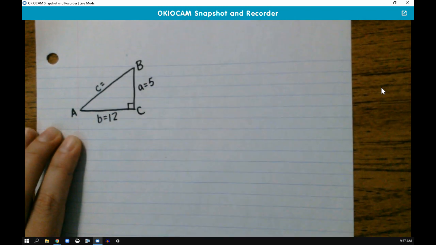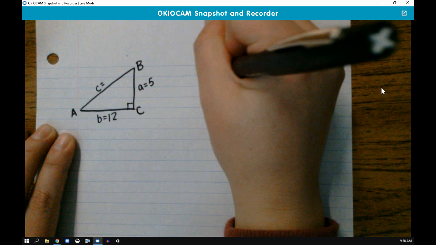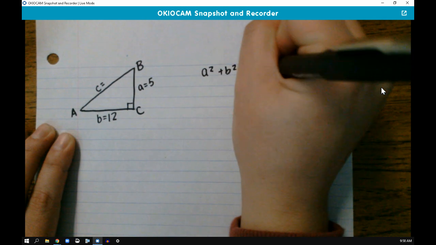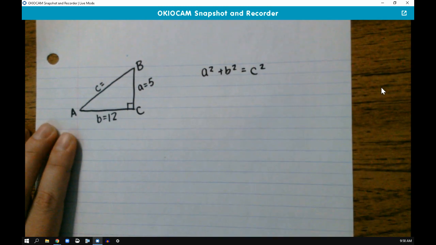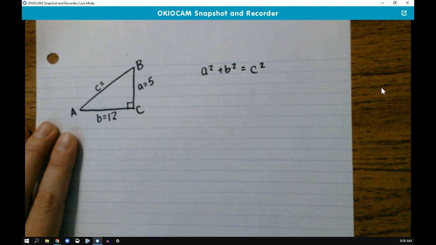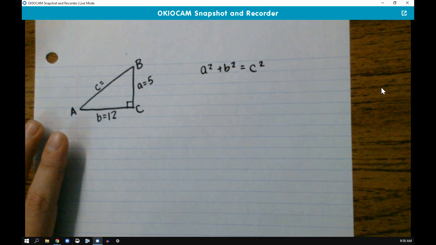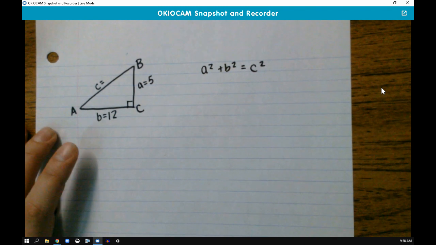How, friends, can we find what side length C is? How do you find the hypotenuse of a right triangle? Pythagorean Theorem. A squared plus B squared equals C squared. It's how you find the missing side length of a right triangle.